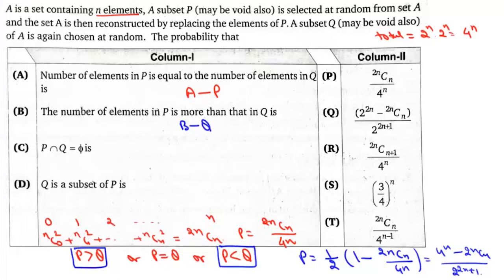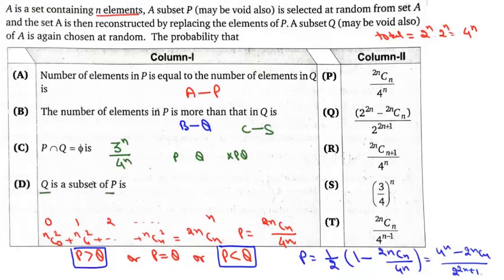Now this third one is P intersection Q is empty. Now if P intersection Q is empty, then for each element we have three choices. Either it'll go to P, or it'll go to Q, or it won't go to any of P or Q. So total number of ways of choosing two subsets P and Q such that their intersection is empty will be 3 to the power n, and this probability will be 3 to the power n divided by 4 to the power n, which is your option S. So this C matches with S.